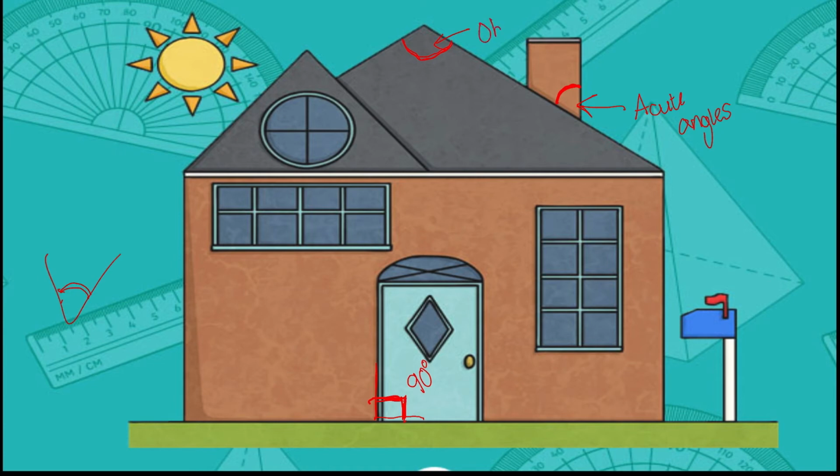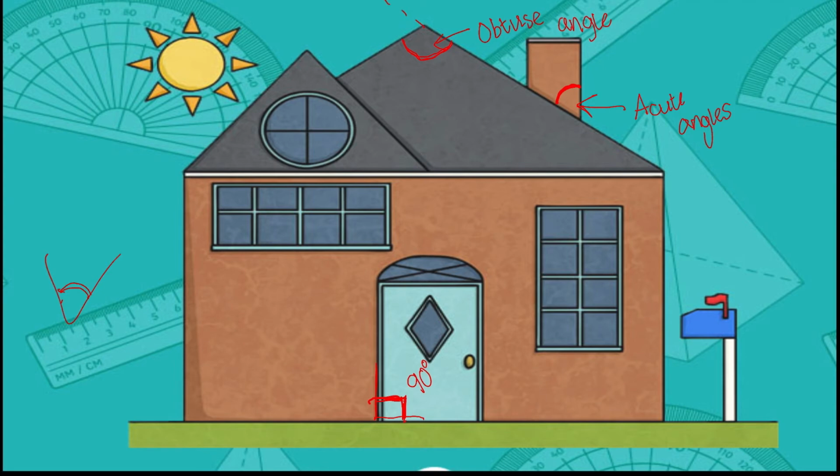Exactly, it's an obtuse angle because it is more than 90 degrees, but it is less than 180 degrees. If it was a straight line angle, it would go on like this, but it's less than that. Now, there's no reflex angles I can see, but we've looked at those. I've only highlighted 3 angles, but in this house picture there are so many angles, and you see angles are all around us.